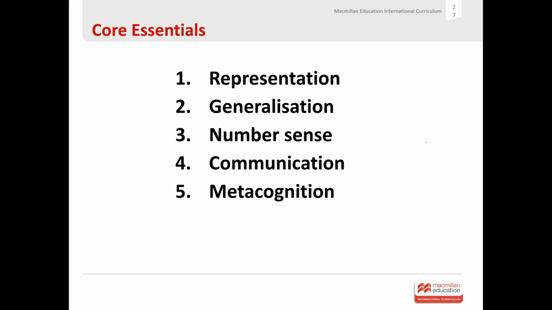Don't forget the key representation. Using the concrete pictorial abstract approach is very important. Trying to get children to generalize what happens. For example, one of the questions I spoke about was a fractions decimal one, where I said, what happens if we have 10 tenths? So trying to generalize that whenever we have the same number of numerator and denominator, then it's a whole. Okay, so that's a generalization.